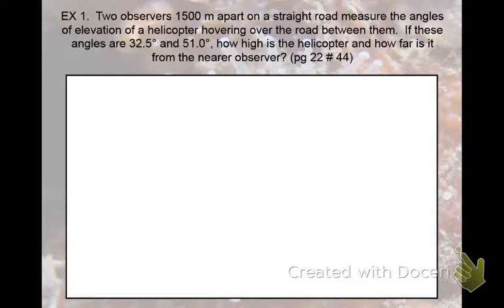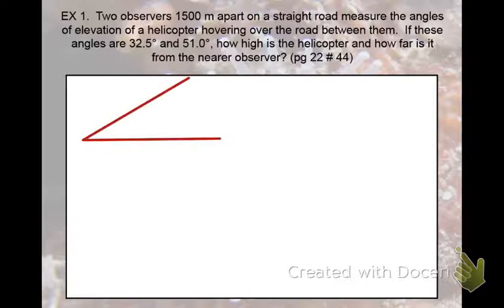This is an example of a little bit more difficult word problem. You have two observers, and you are given that they're standing 1,500 meters apart, and you have a helicopter floating in the air. One observer is viewing it from 32.5 degrees, and the other observer is at 51 degrees. So let's draw a picture.